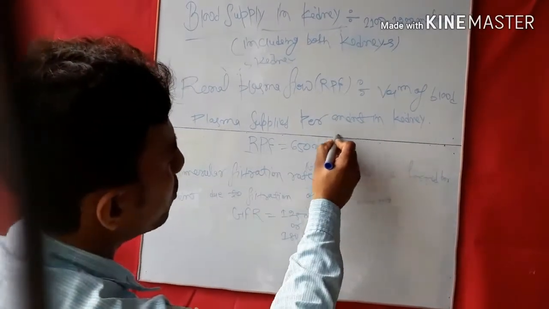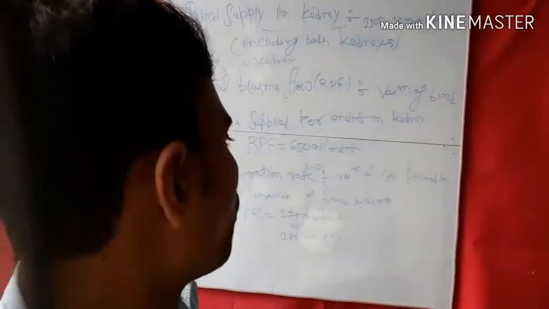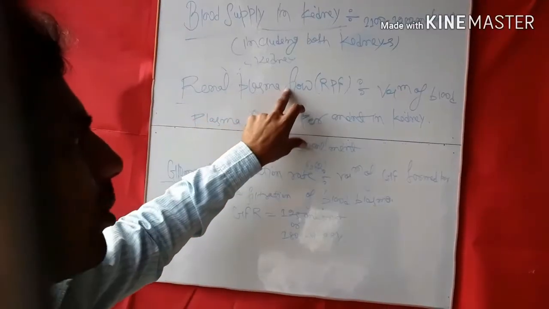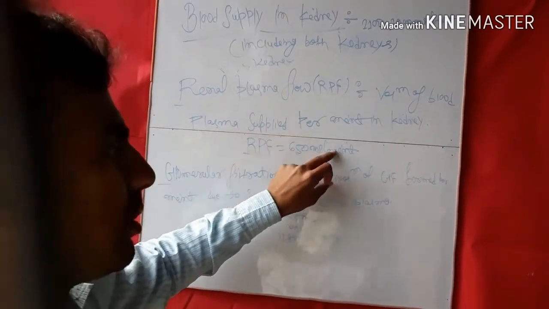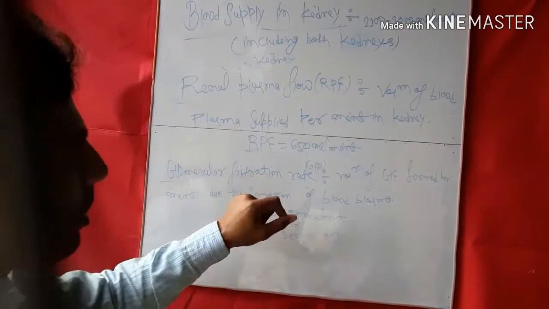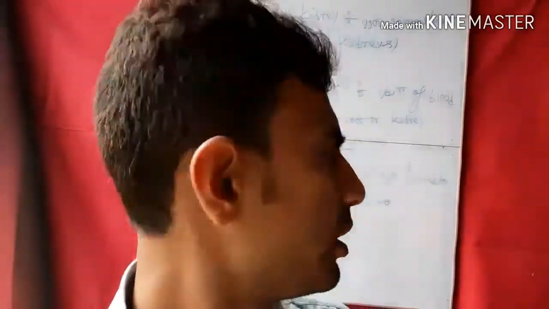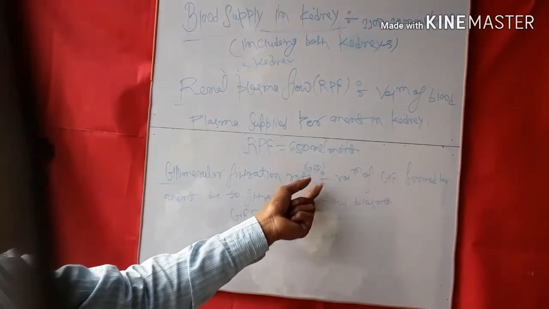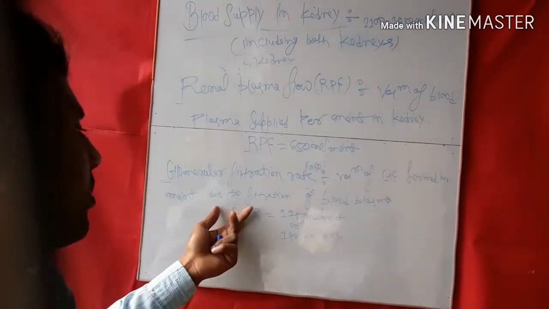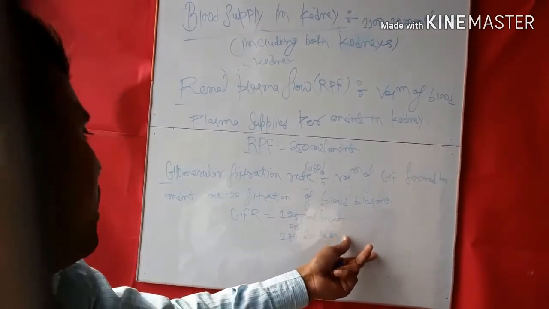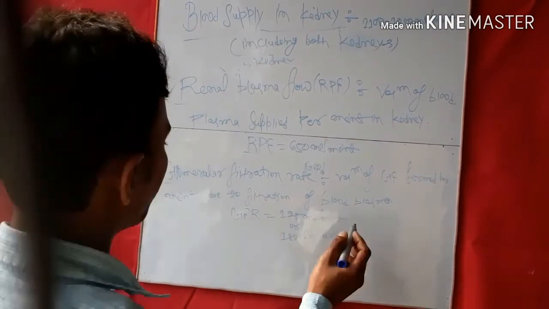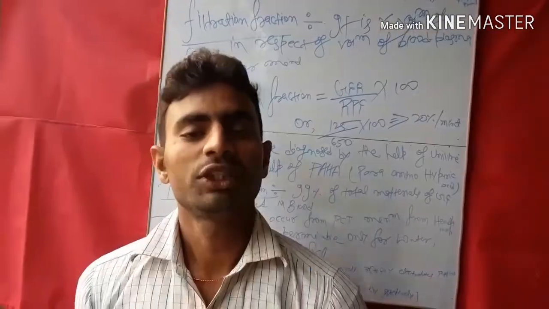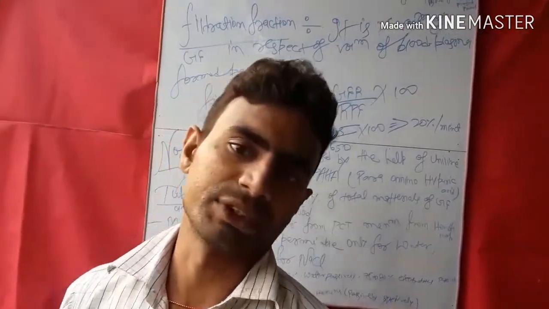That amount is 650 milliliter per minute. Renal plasma flow is 650 milliliter per minute. But what is the glomerular filtration rate? The volume of glomerular filtrate formed per minute due to filtration of blood plasma is the glomerular filtration rate: 125 milliliter per minute or 180 liter per day.